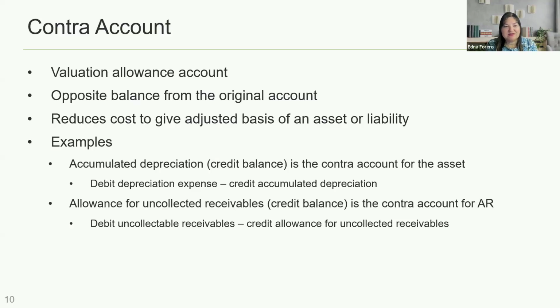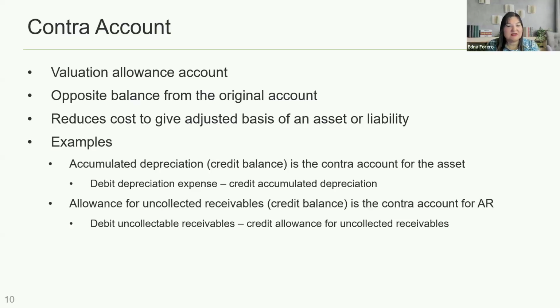Here's a few examples. You might see accumulated depreciation, which is in your credit balance. So that's the contra account for the asset, meaning the debit depreciation expense minus the credit accumulated depreciation. So this is what's moving forward through your journal entries and your statement throughout the year as you're balancing those, with the goal that at the end of the year that is completely balanced.